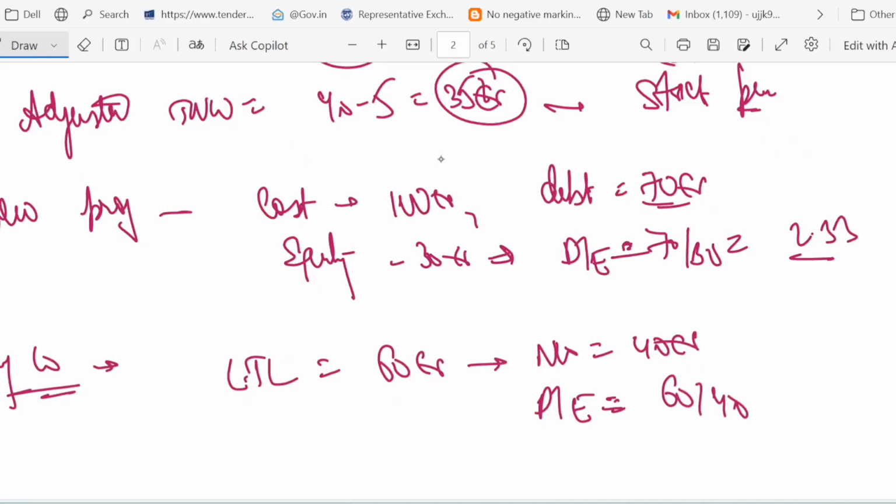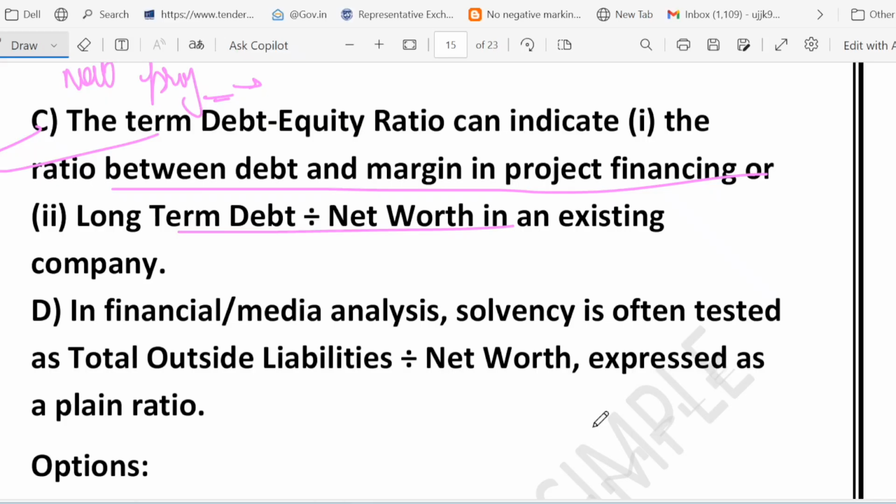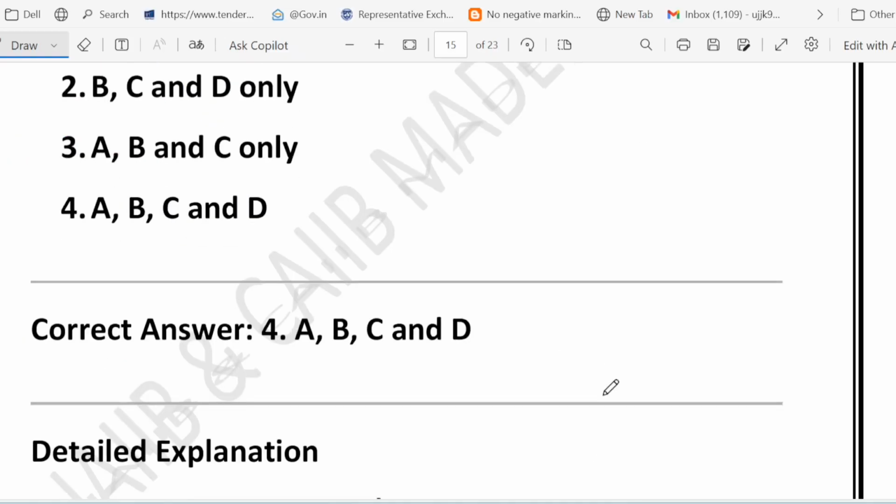What about option D? In financial or media analysis, solvency is tested like total outside liability divided by net worth. So you will often read a headline like company X has a solvency ratio of 2.8. So what does it mean when I say company X has a solvency ratio of 2.8? It means that for every 1 rupee of its own money, the company owes 2.8 to outsiders. So what we learned from this discussion is that all the 4 options A, B, C and D are correct. Yes, all the 4 options are correct. So the correct answer is 4.